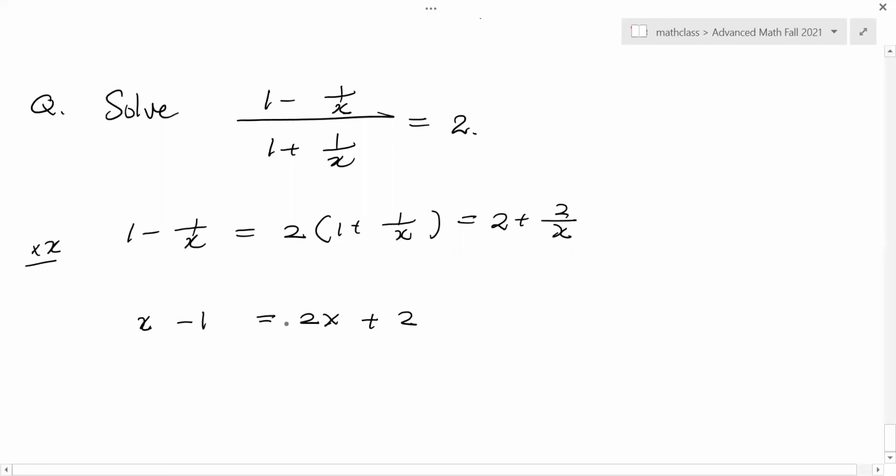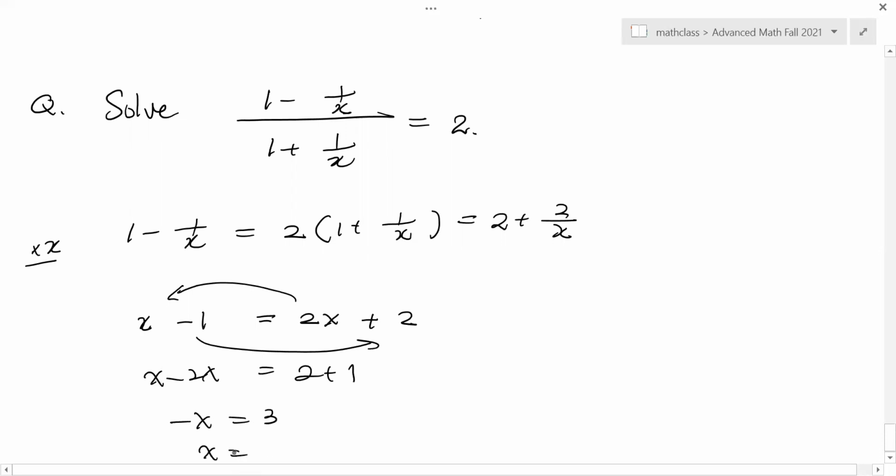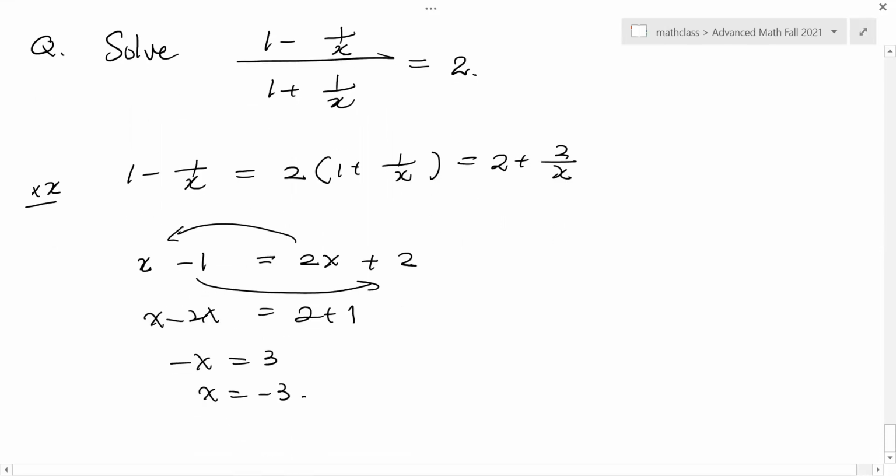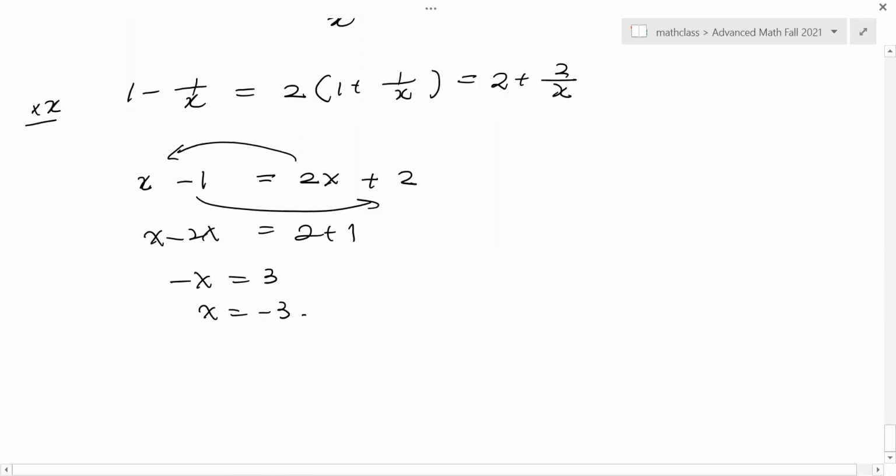Okay, so now, it's easy to see x minus 2x is just negative x. And then negative 1 moved to the other side. So negative x equals 3, and x should be negative 3. Okay, negative 3 is the correct answer. Now we are going to look at a different type of problems.